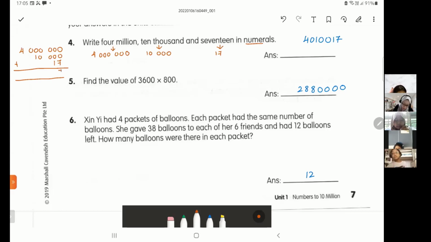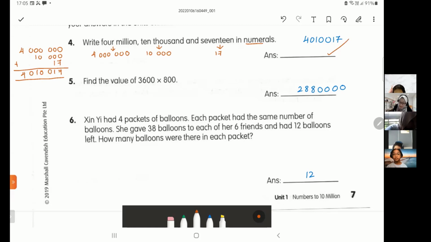Okay. Start with the ones. Like this, like this, like this, like that. Okay, so 4,010,017. Very good. This is the correct answer. Okay, or 4,010,017. Next one. Find the value of 3,600 times 800.